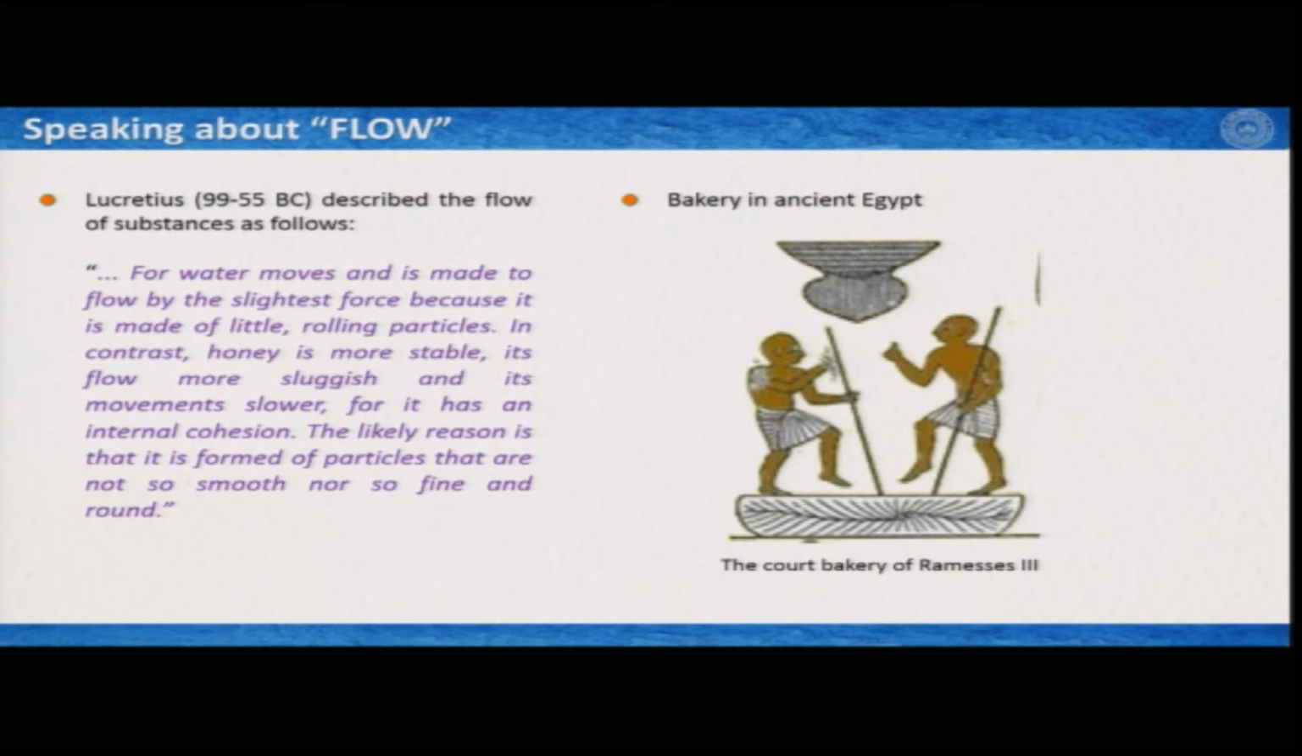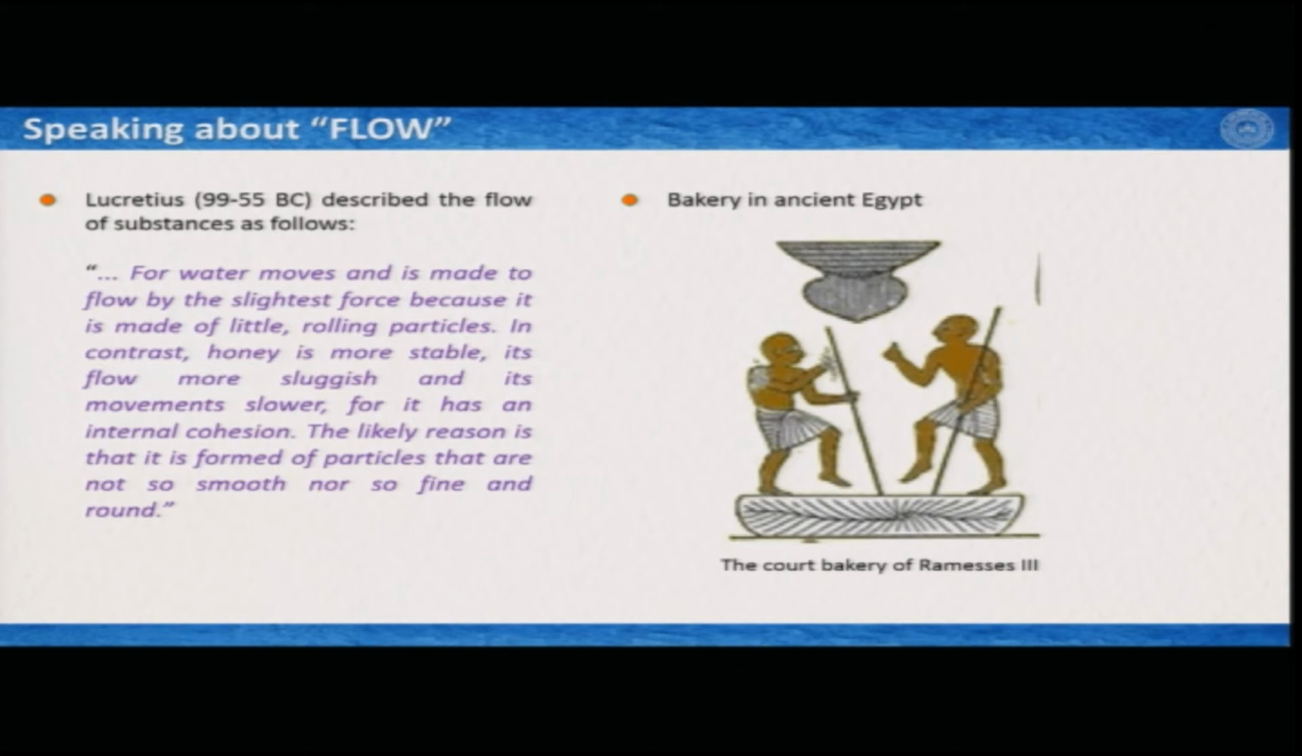So, he wrote, for water moves and is made to flow by the slightest force, because it is made of little rolling particles. In contrast, honey is more stable, its flow more sluggish and its movements slower, for it has an internal cohesion. The likely reason is that it is formed of particles that are not so smooth nor so fine and round.